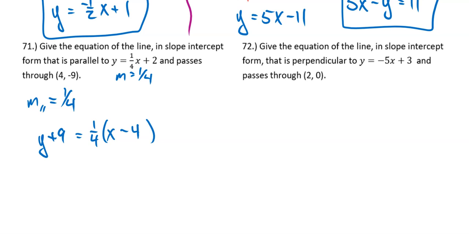And now it asks for slope-intercept form. Once again, I have to distribute, and then I'll subtract this 9. So I distribute, subtract the 9.